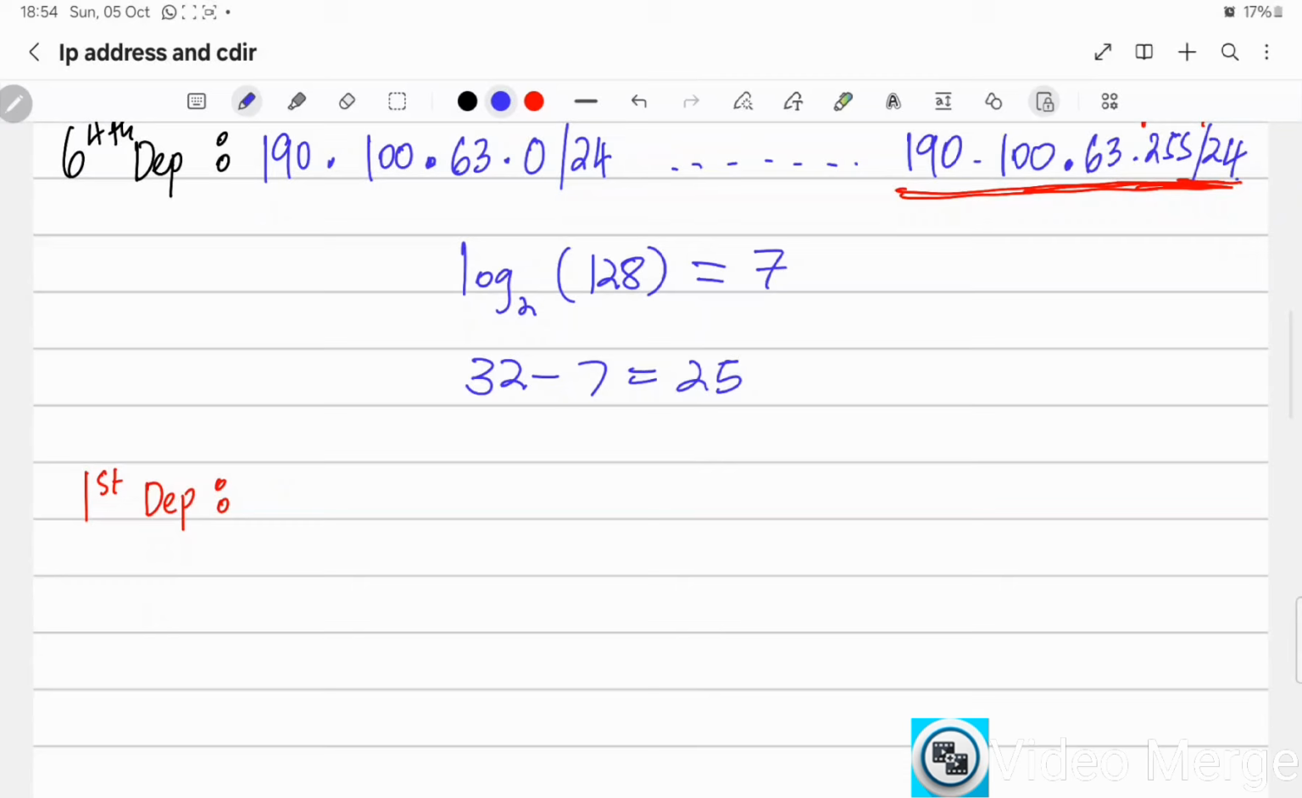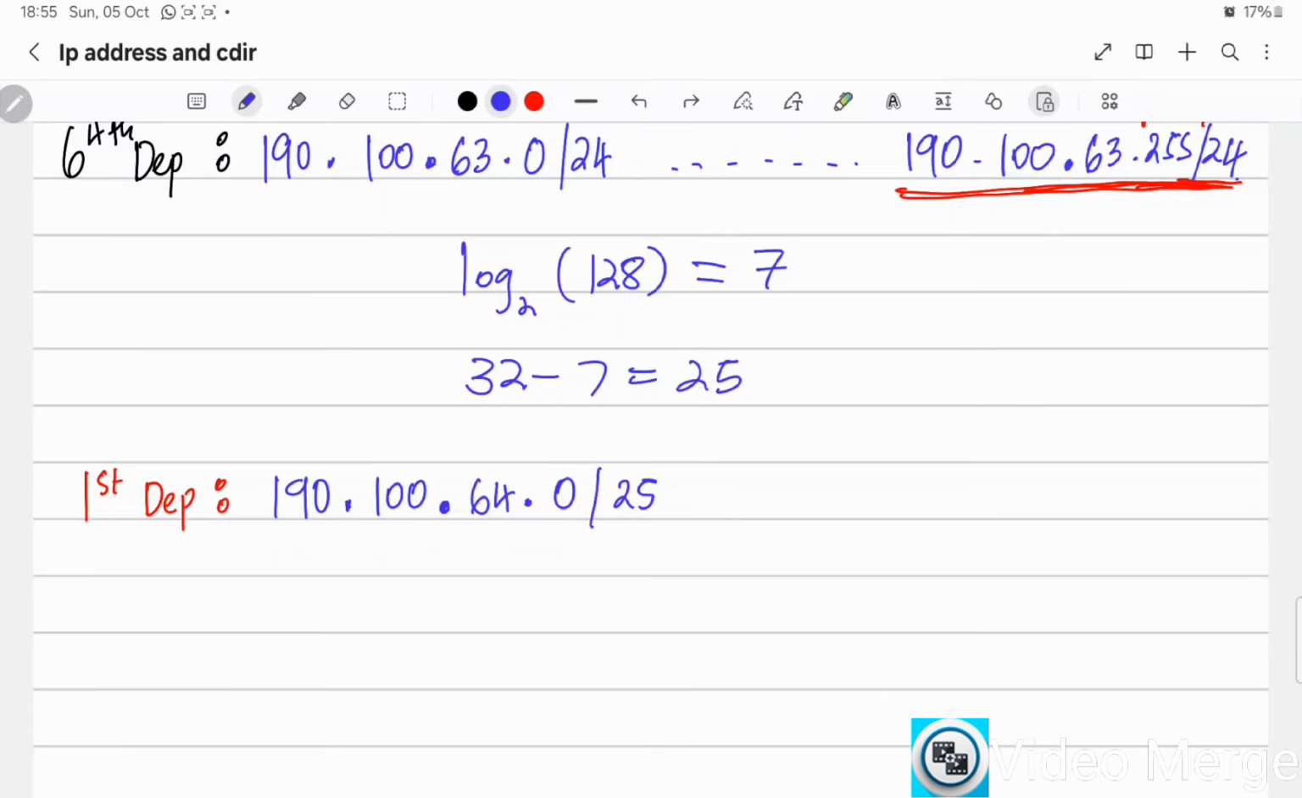What we're going to have is 190.100. We increase the value before. So we're going to have 64.0, then /25. The reason why we are using this 24 is because we've already allocated that other address to the other group, the 64th department. So we cannot try to access that address again. So we're actually going to have this new address here.